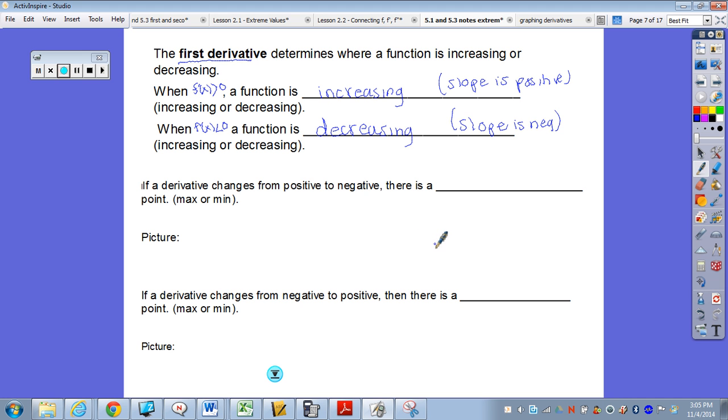If a derivative changes from positive to negative, that means the function changes from increasing to decreasing, because if my slope's positive, my function's increasing, and if my slope's negative, my function's decreasing. We would have a max, and this would be your critical point. It might also be a cusp, and again, this would be your critical point, because at that point the derivative does not exist or is undefined.